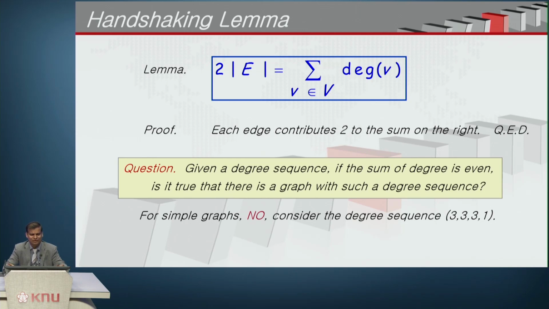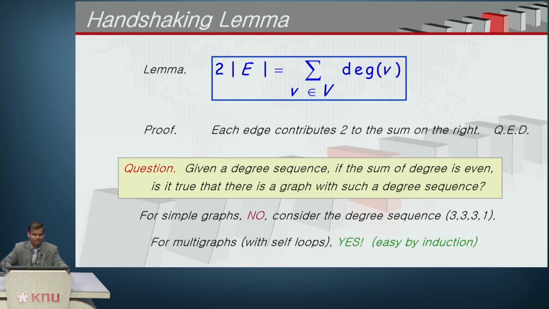For a simple graph, no. Consider the degree sequence 3, 3, 3, 1. Can you try to come up with such a graph? For a multigraph with self loops, that seems possible. So you can check it out, because we did it by means of induction.